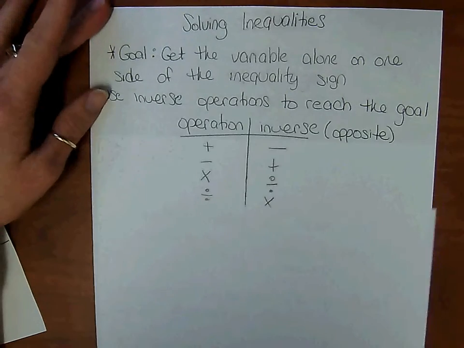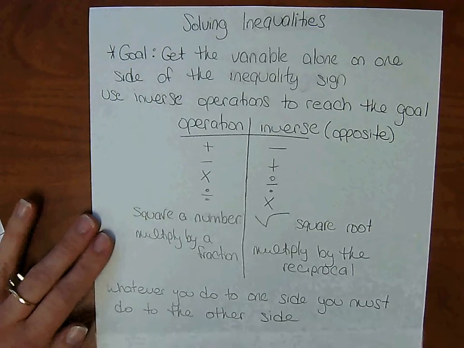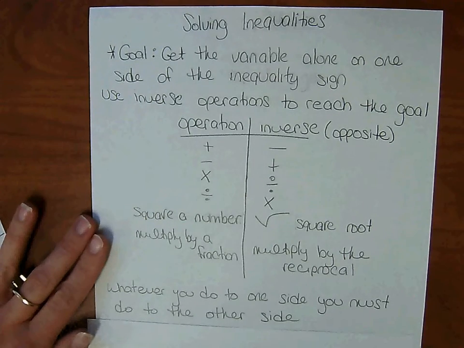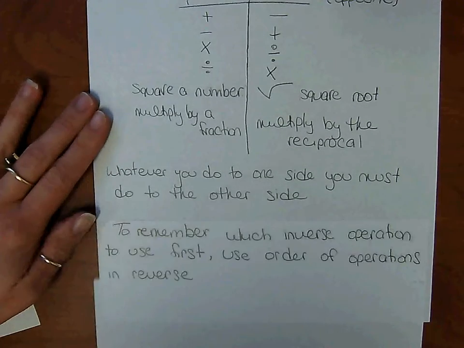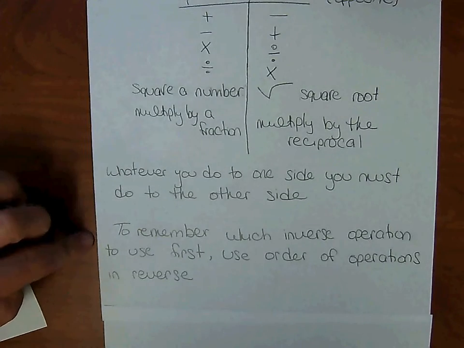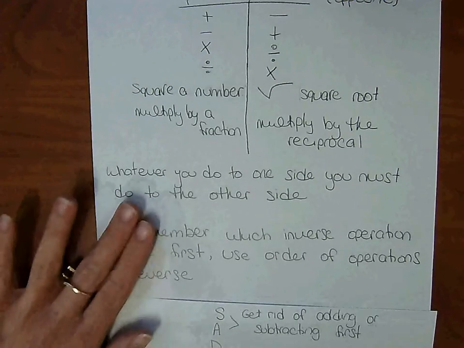So here are all of the operations and their inverses. Whatever you do to one side, you must do to the other side. And if you have a multi-step inequality, to remember which inverse operation to use first, you use order of operations in reverse. So we're going to use SADMAP.